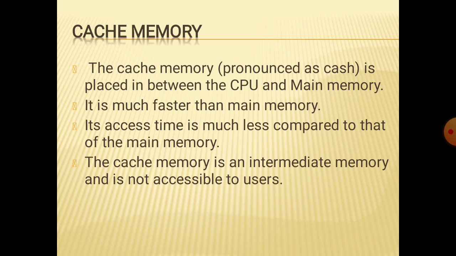That memory is called cache memory. It is much faster than your main memory. The speed of your secondary memory is less than your primary memory, but the speed of the cache memory is even more than your main memory. Its access time is much less compared to that of your main memory.